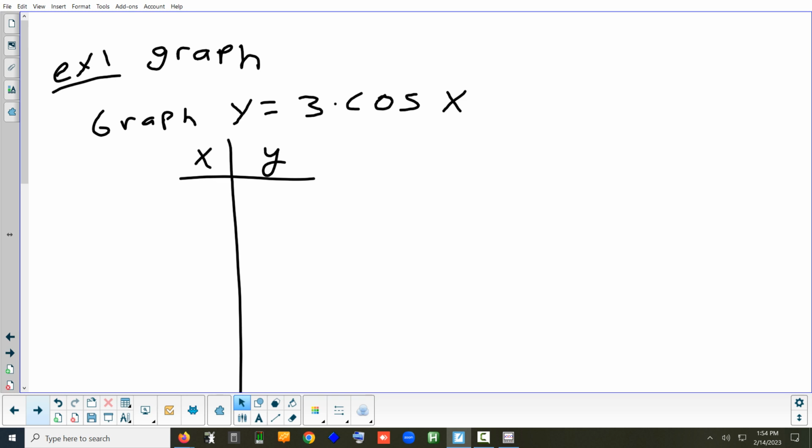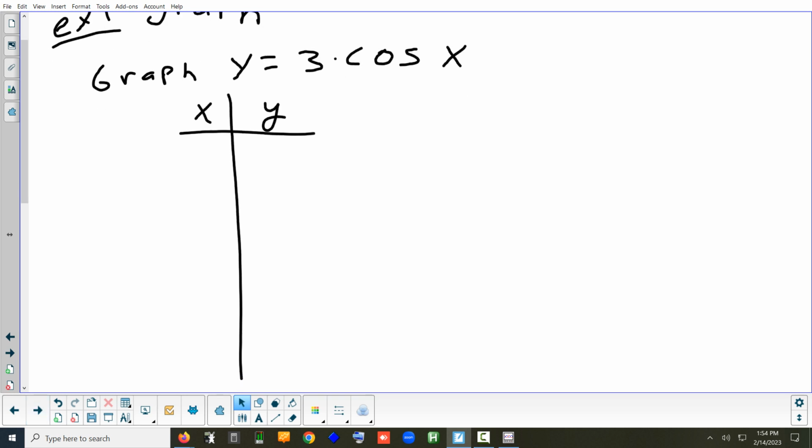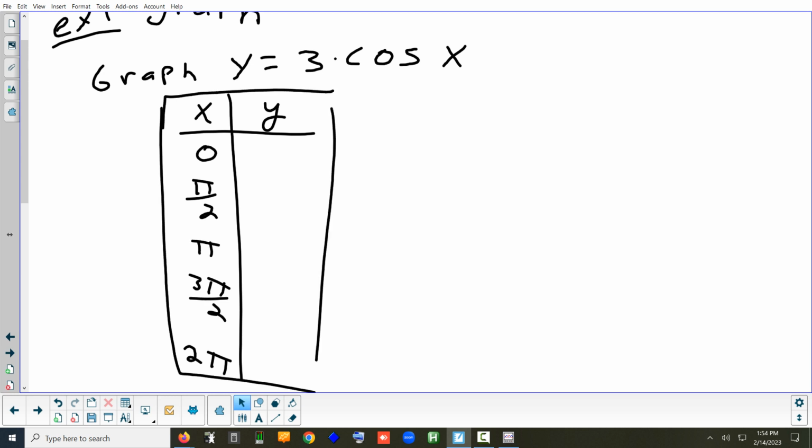What's going to stay the same? X's. And what are my x values? 0, pi over 2, pi, 3 pi over 2, 2 pi. Okay, I'm going to put all my final answers in that table, but off to the side, I'll put the originals and the calculation I'm going to do to get what goes in the table. What are the original y values for cosine? 1, 0, -1, 0, 1.